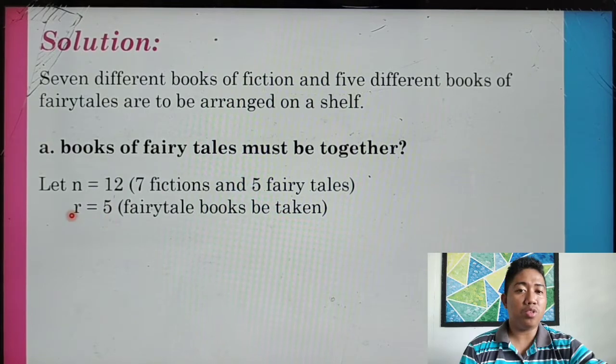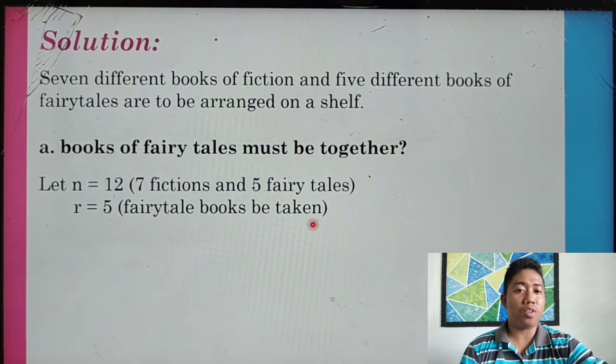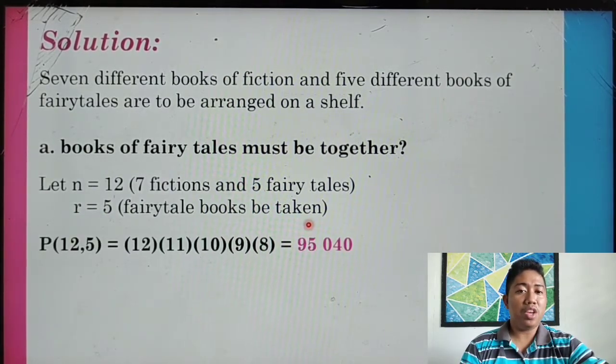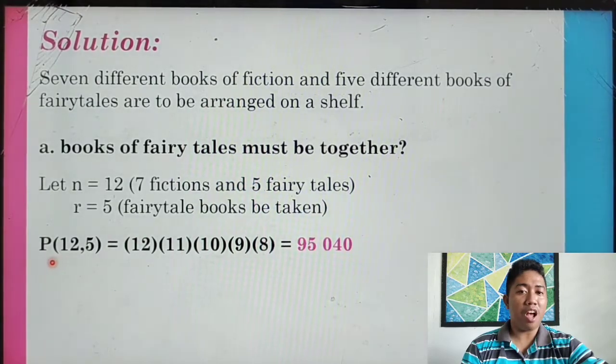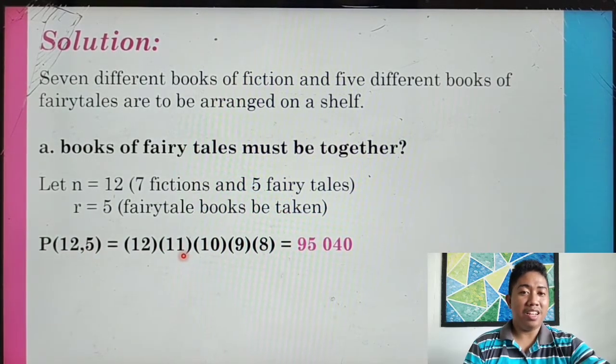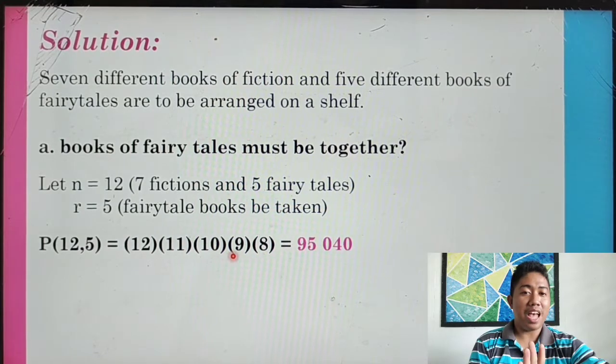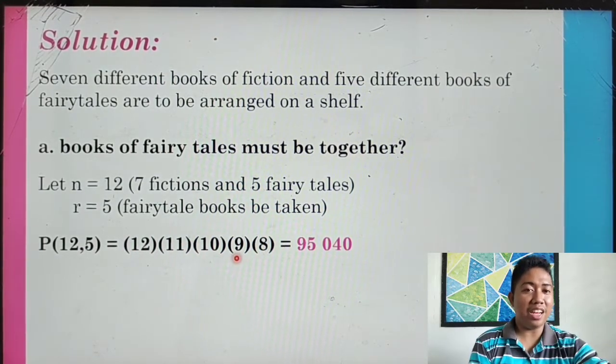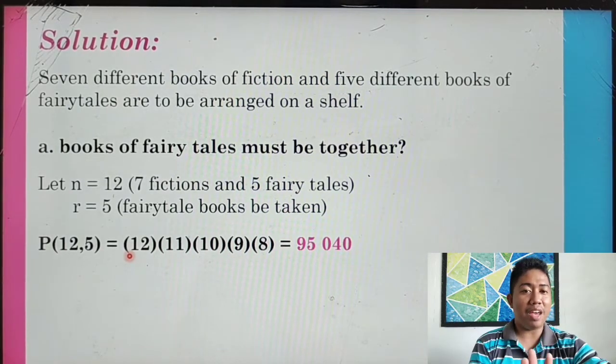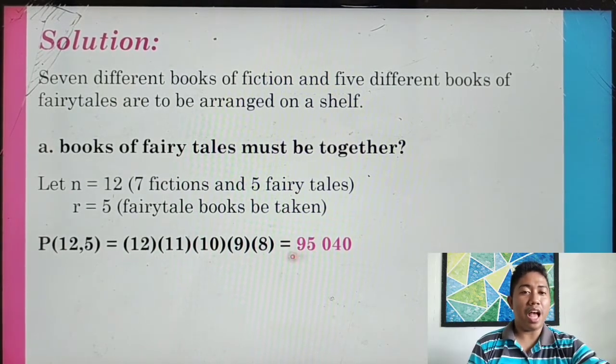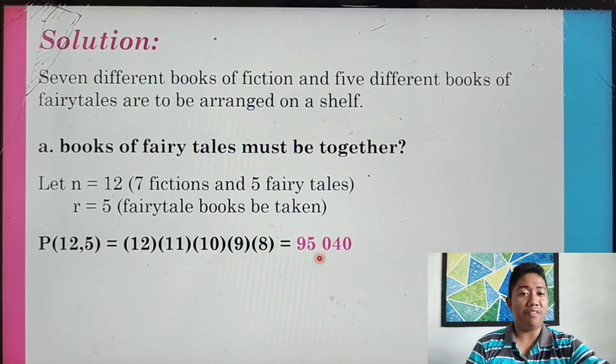So 7 fiction books and 5 fairy tales, so we get the value of n equal to 12. And for r, we need to take 5 fairy tale books. So by the use of the permutation formula or the shortcut formula, we know that there are 5 numbers to be put: 12, starting from 12 times 11 times 10 times 9 times 8. So there are 5 numbers, 12, 11, 10, 9, and 8. We get the product of these 5 numbers, which is 95,040. And that is the final answer.